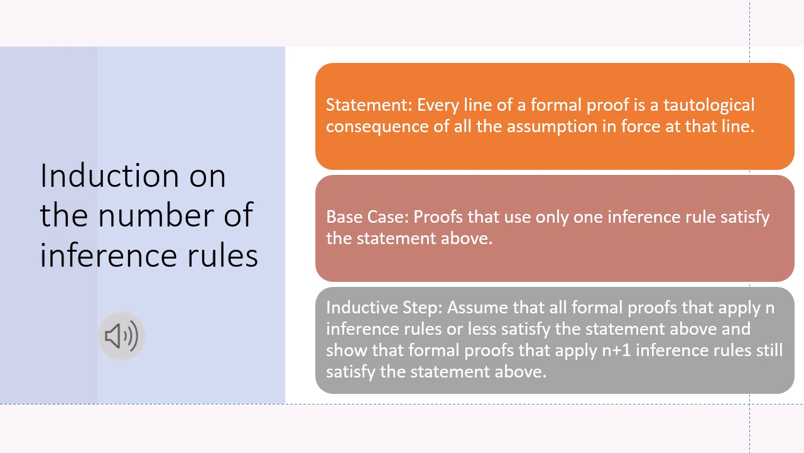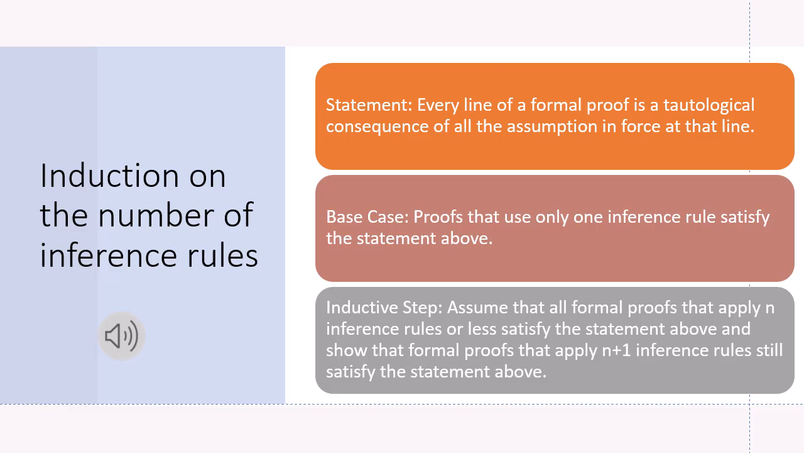So let's say a bit about the strategy that we're going to follow in this proof before we carry out the steps. First, we're going to prove a strengthened statement, something a little stronger than just the soundness theorem. But as a consequence of that statement, the soundness theorem will follow. What we'll prove is that every line of a formal proof is a tautological consequence of all of the assumptions in force at that line. The assumptions in force at that line include any of the premises of the proof, but also any of the assumptions that the line may be part of in some subproofs.